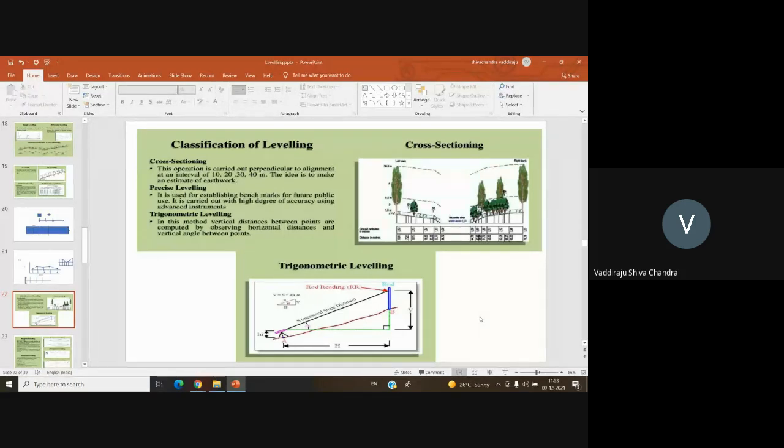So when the ground is not supporting us for establishing the instrument or for taking measurements, we generally go for trigonometrical leveling because the measurement of horizontal distances is reduced. In this case, we are measuring horizontal distance only one time. Remaining is angle. So when the ground scenario is not suitable for taking horizontal measurements, but is suitable for taking angular measurements, generally we go for trigonometrical leveling.